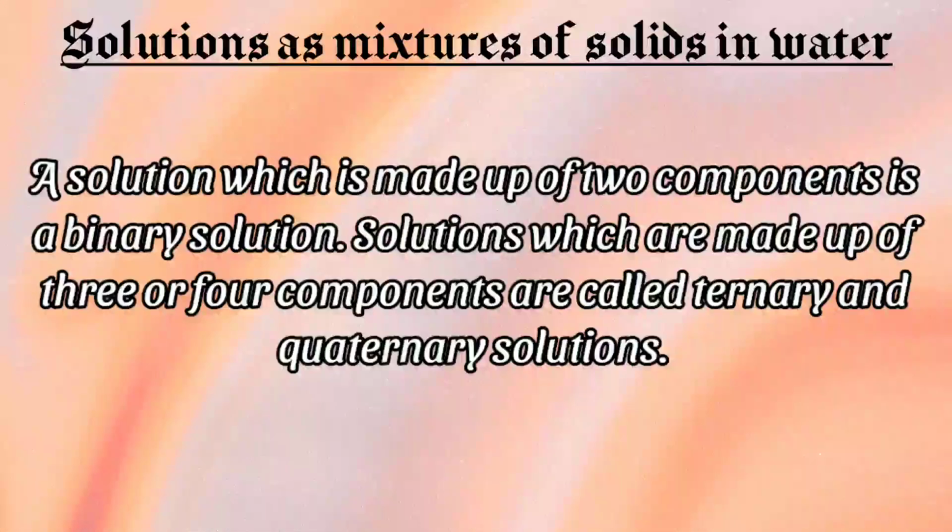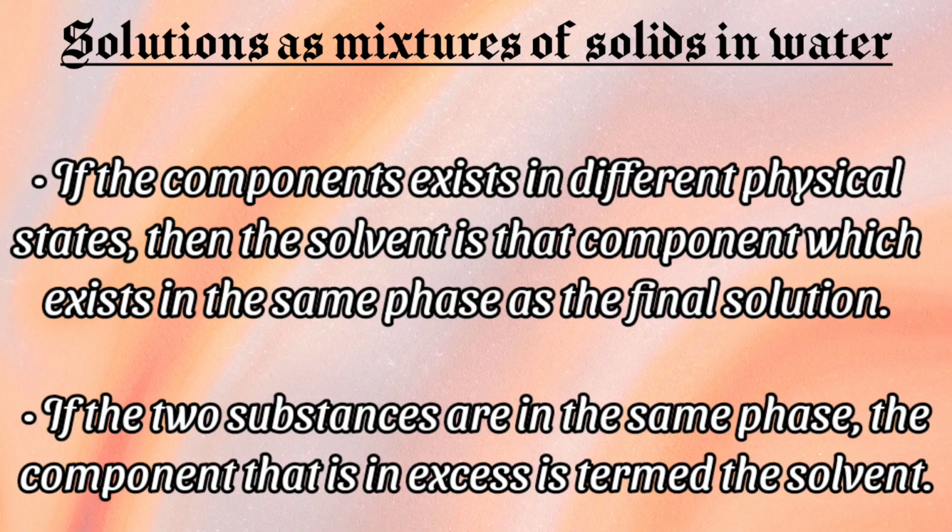A solution which is made up of two components is a binary solution. Solutions which are made up of 3 or 4 components are called ternary and quaternary solutions respectively. If the components exist in different physical states, then the solvent is that component which exists in the same phase as the final solution. If two substances are in the same phase, the component that is in excess is termed as the solvent.